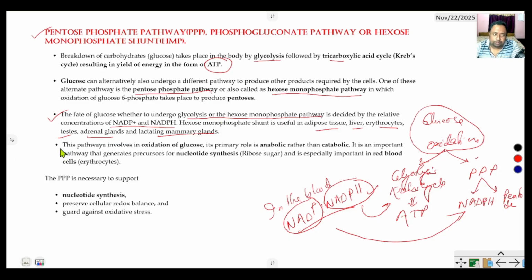The main purpose of this pathway is oxidation of glucose. It plays a primary role in anabolic rather than catabolic processes. But glycolysis is both an anabolic and catabolic process, that is, an amphibolic pathway. Glycolysis and the Krebs cycle are also called amphibolic pathways, but this is an anabolic process.